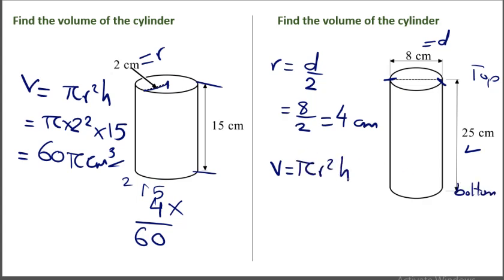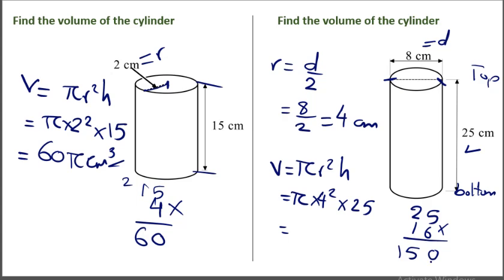π r squared h equals π times 4 squared times 25. 4 squared is 16. 16 times 25. Let's check it. 25 times 16. 6 times 5 is 30. 0 and carry 3. 6 times 2 is 12, and 3 we have 15. 0. 1 times 25 is 25. So the answer is 400. So we have 400π centimeter cubed.